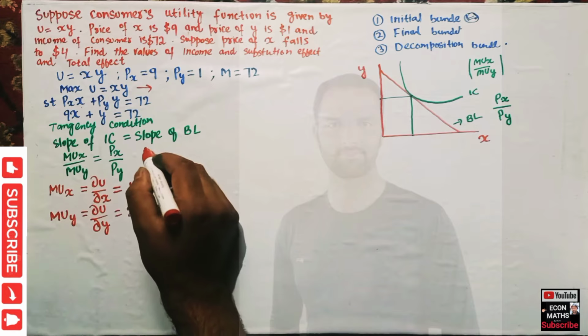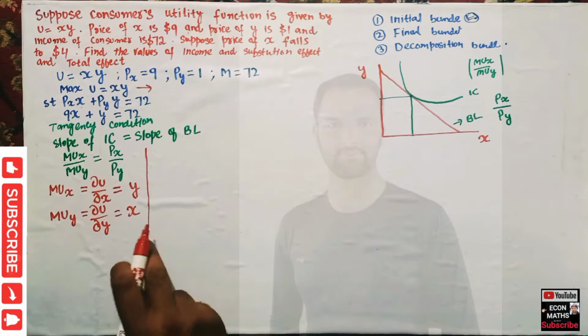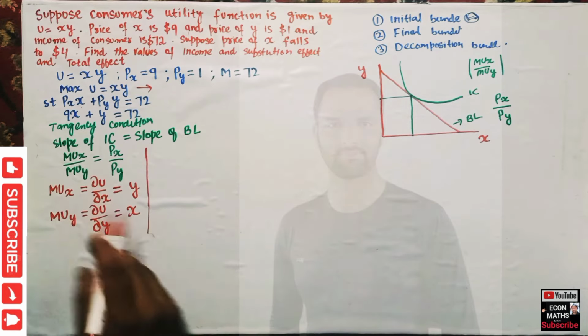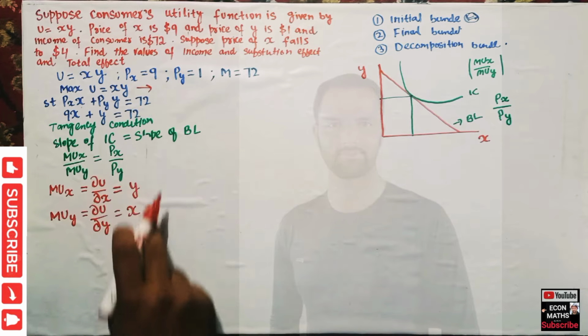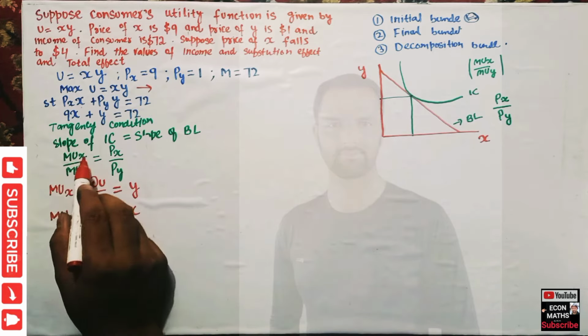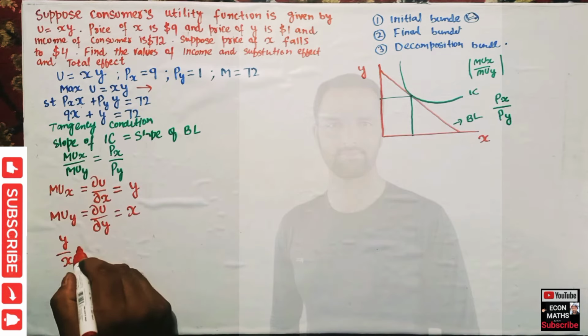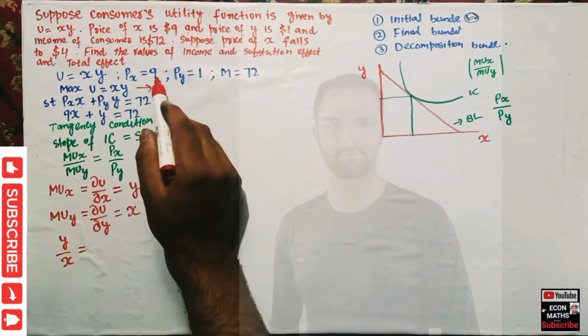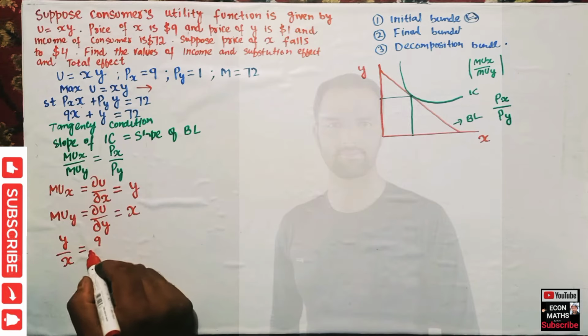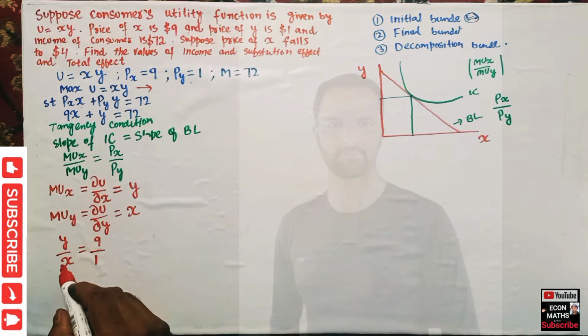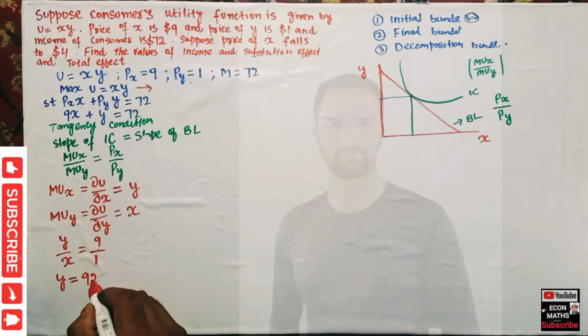So using these things here, in place of MUx I can write y upon x should be equal to, what is the price of x? Price of x is 9. And what is the price of y? Price of y is 1. When solving, y into 1 is y, so y is equal to 9x.